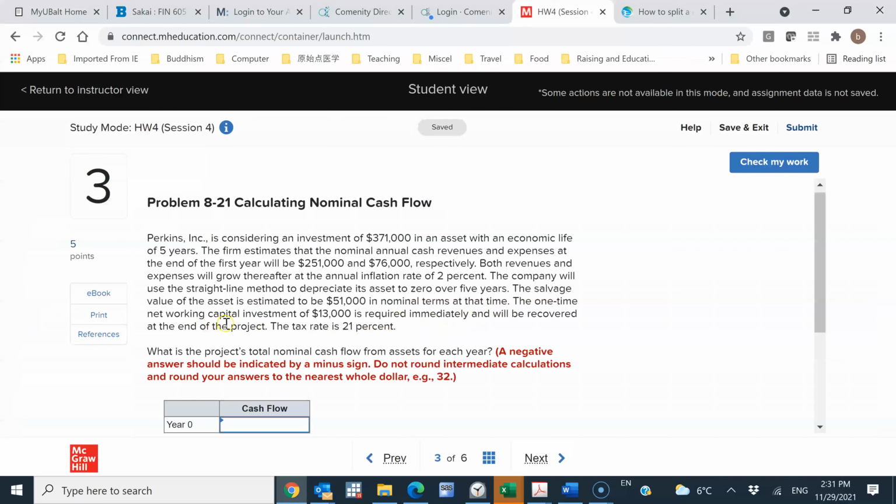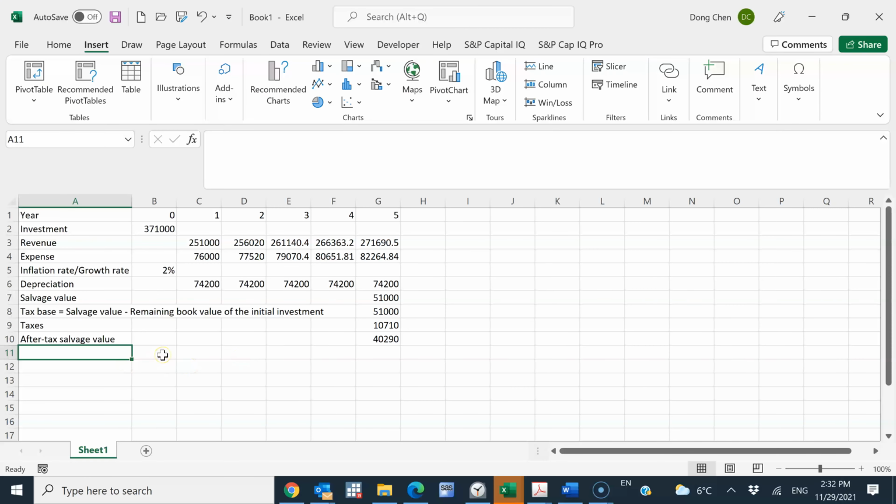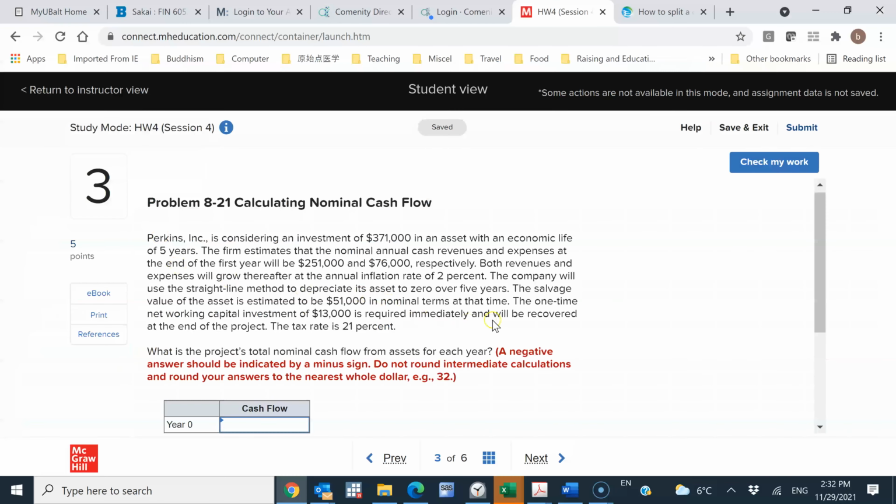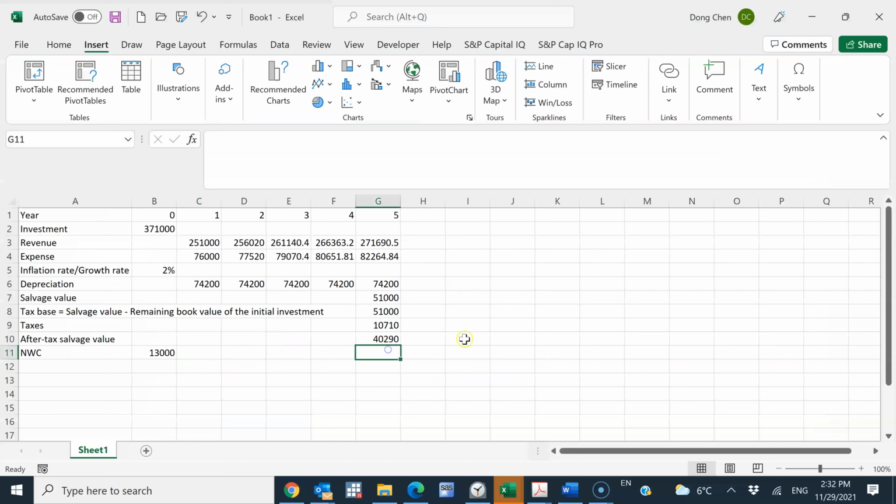The one-time net working capital investment of $13,000 is required immediately. So the NWC of 13,000 is required immediately. So that's current time point 0, and will be recovered at the end of the project. So that means by the end of the project, it's going to be 0. But in between, it's going to be the same as the starting level.